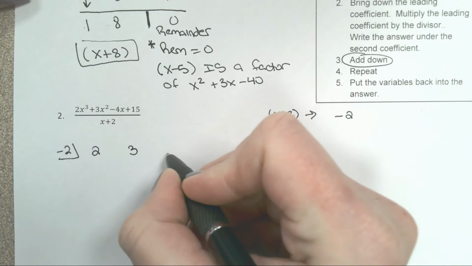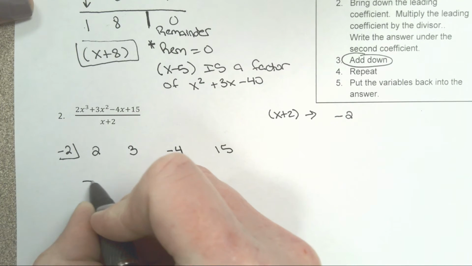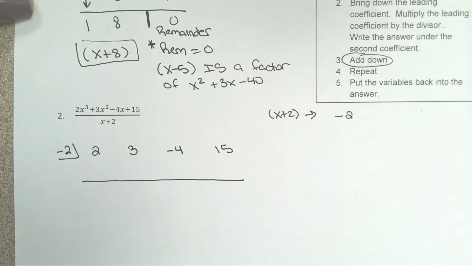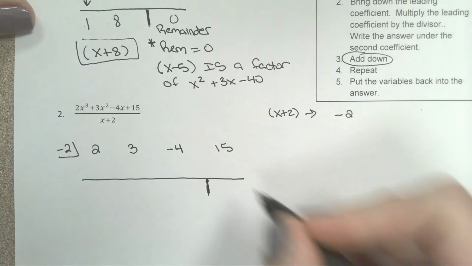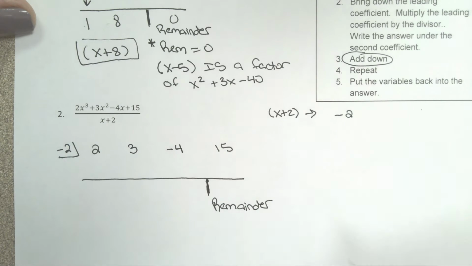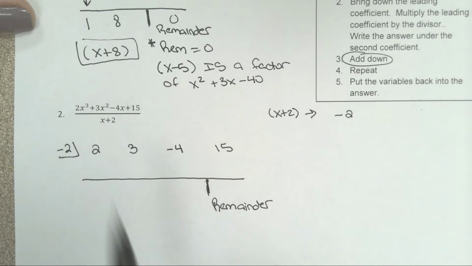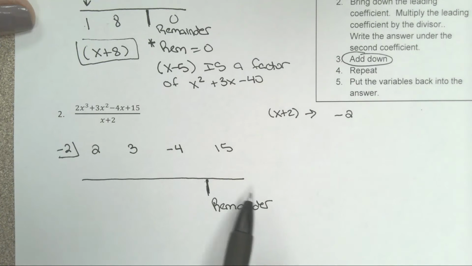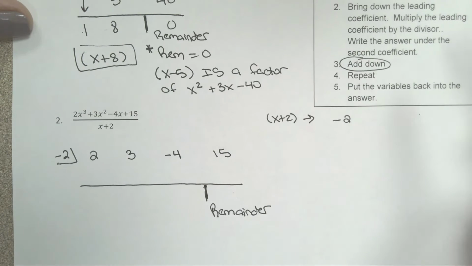2, 3, -4, 15. Give yourself a little bit of room. Draw a bar and write the word remainder here. We are trying to figure out if x plus 2 is a factor of this polynomial. If you get a 0 here, yes, it's a factor. If you get any other number, then it's not a factor.